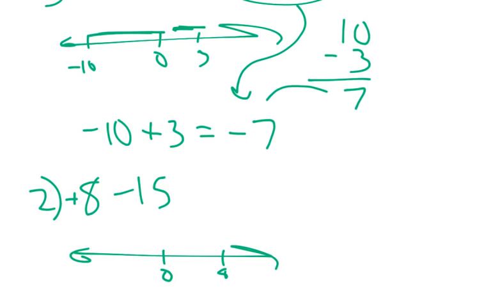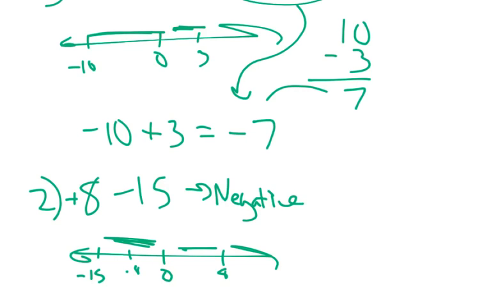So 8 would be here. Negative 15 is way out there, and keep in mind negative 8 would be right there. So this is much larger than that side. So again, this is going to be a negative number, and we just take the difference, the positive difference. And so 15 minus 8.